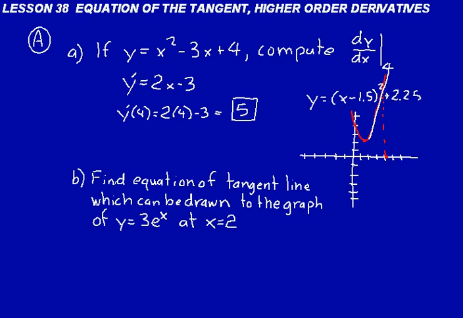Let's do another problem on this one. Let's find the equation of the tangent line which can be drawn to the graph of y equals 3e to the x at x equals 2. So on this one, we want to find the equation of a tangent line. So that means we're going to be finding y equals mx plus b. We can find the slope of this tangent line by taking the derivative of that function. So we'll have y prime is equal to, well, it's an exponential function, e to the x, so the derivative is the same as the function, 3e to the x.